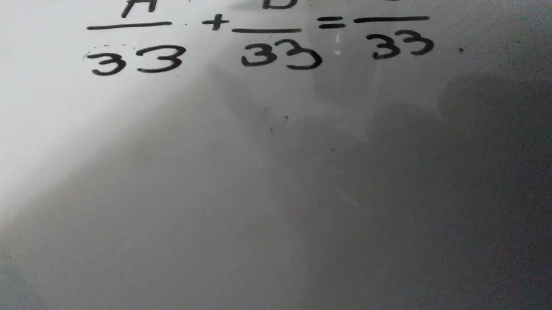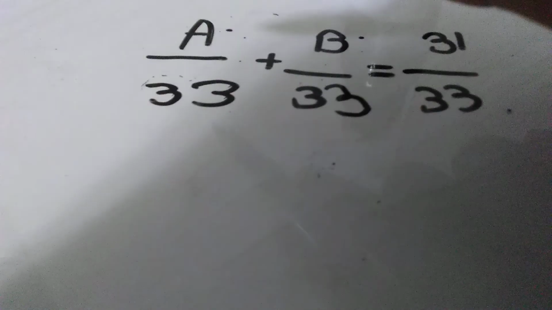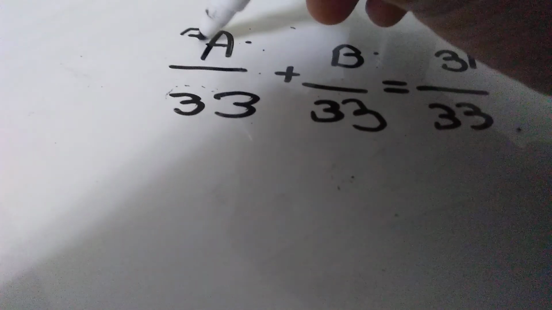Here's why. Think of A as apples. If you have 1 apple and triple the amount, you will have 3 apples, correct? Which is why 3 goes in that area right there.